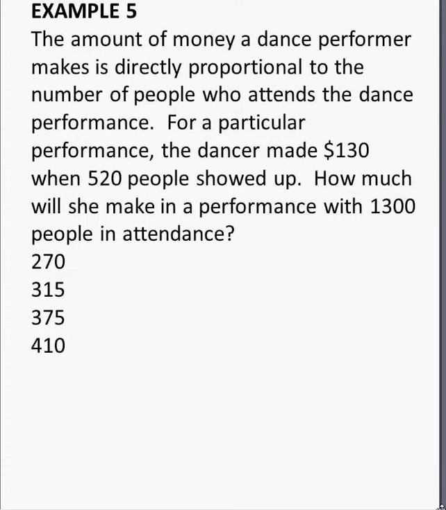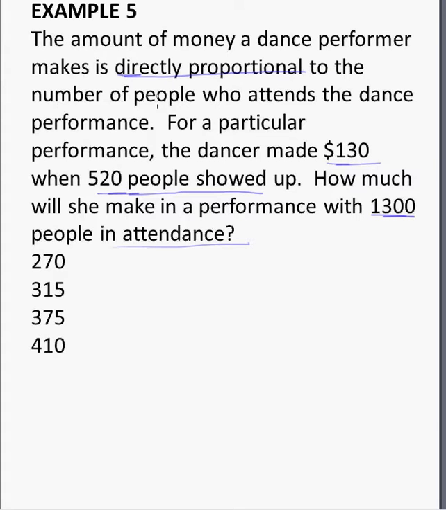Okay, let's look at example 5. The amount of money a dance performer makes is directly proportional, and this is a buzzword, proportional to the number of people who attend the dance performance. For a particular performance, the dancer made $130 when 520 people showed up. How much will she make in a performance with 1,300 people in attendance?